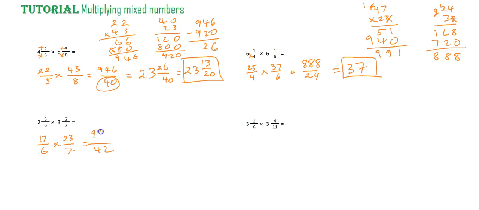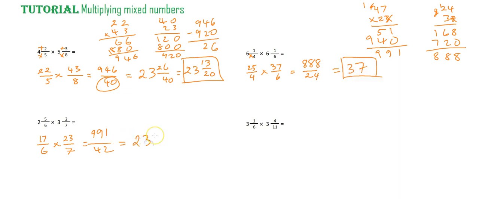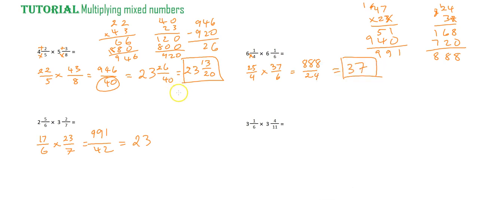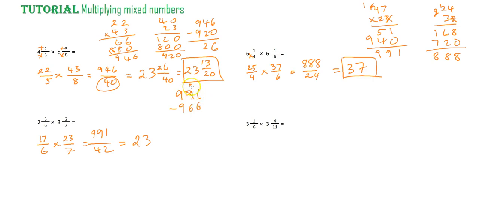Okay, so 991, let's use our calculator. So 991 divided by 42, we get 23 again. Okay, we've already had a 23 whole number. So let's go with 23 times 42. That's 966. So what's the remainder? 991 minus 966. So 25. So 25 over 42, and that becomes the answer.